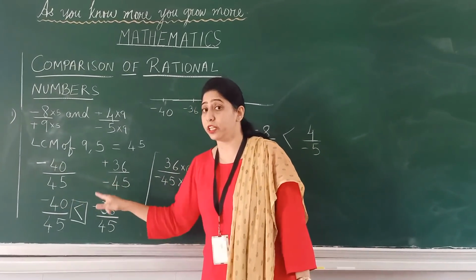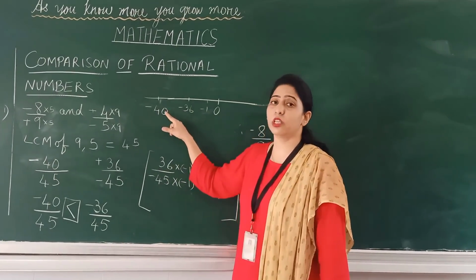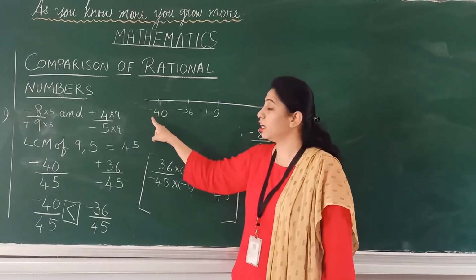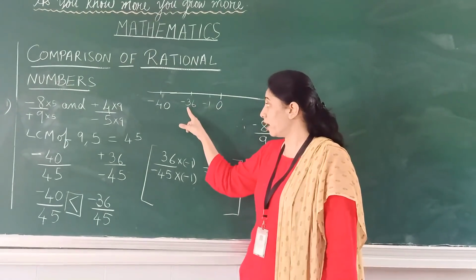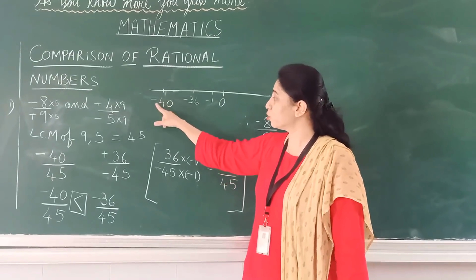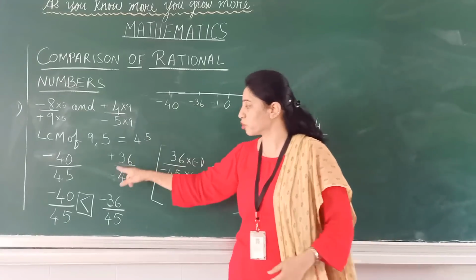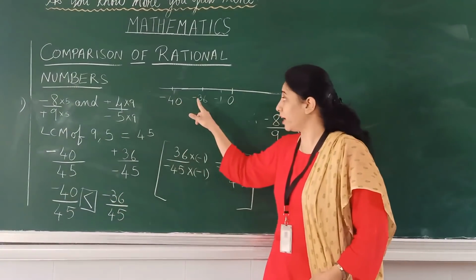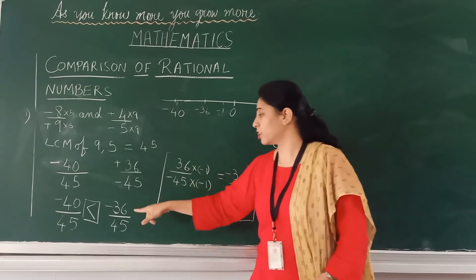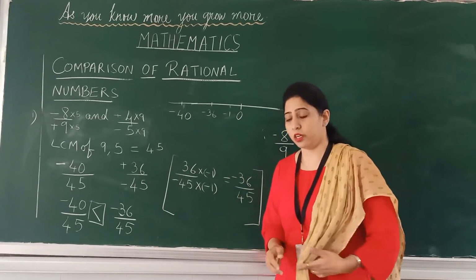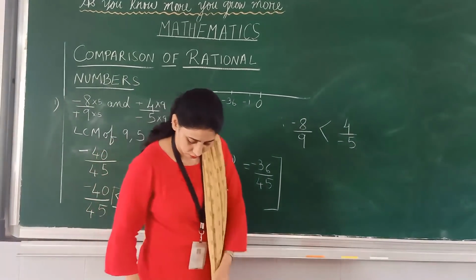You should know the integers for this. So integers, I have drawn the integers on the number line, which is on the left hand side is always smaller and which is on the right hand side is always greater. So minus 40 is to the left of minus 36, so minus 40 is smaller, and minus 36 is to the right of minus 40, so minus 36 is the greatest number. Now I will give you another example.